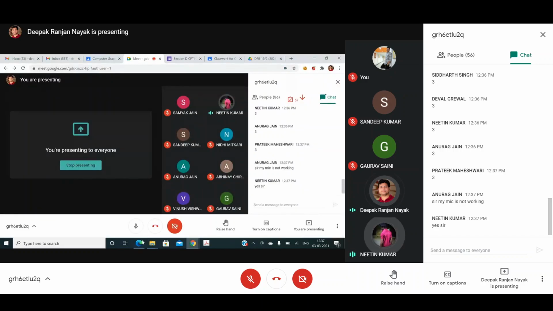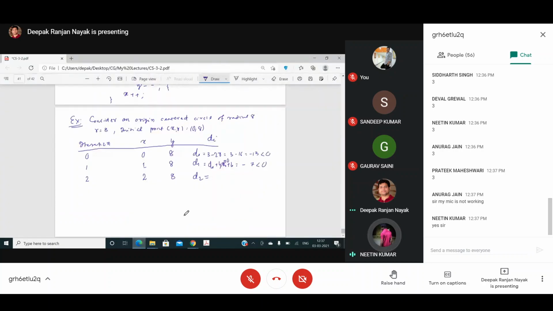Yes, sir. Explain. D2 will be D1 plus 4x1 plus 6, and x1 here is 1. D1 plus 4x1 plus 6. X1 is 1, and D1 here is minus 7, right? Minus 7 plus 4 plus 6. So that means 10 minus 7 is equal to 3.